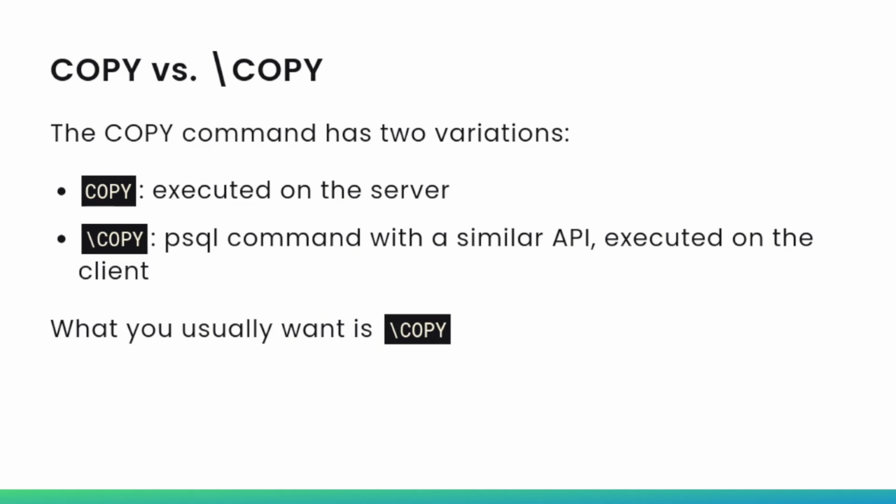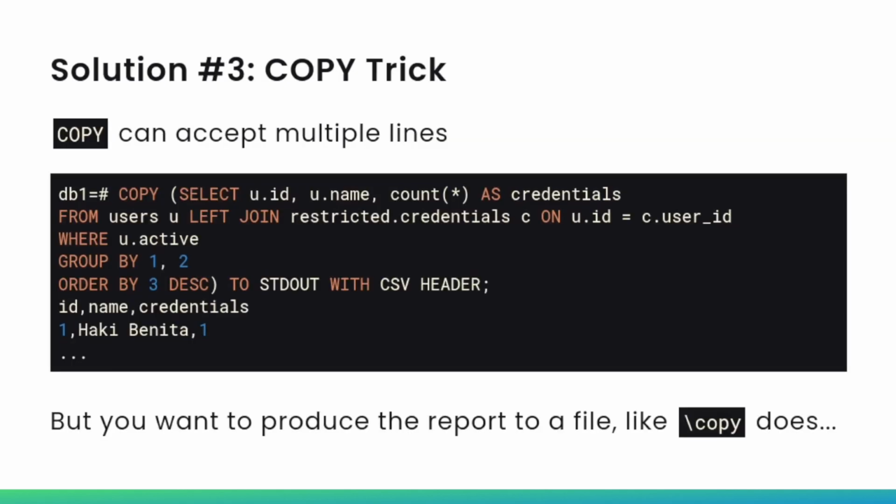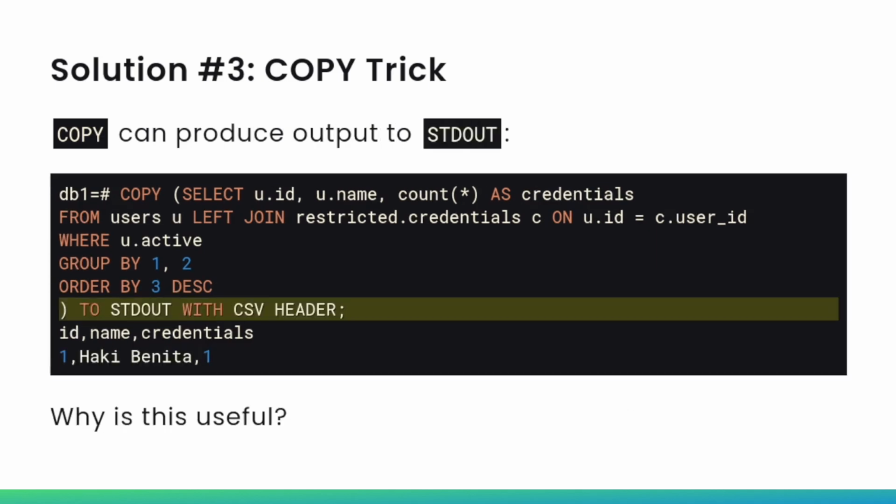Unfortunately, /copy, as we've seen, cannot accept multi-line. However, the server copy can accept multiple lines. So I can do something like that with copy, okay? So I do copy, open parentheses, provide a big query, and then I can export the results. The problem is that I can only produce reports to standard output, right? So I can use the server copy command, and instead of outputting the results to some directory, I can tell the server copy command that I want the results to go to standard output, which basically means I can see them on my terminal.